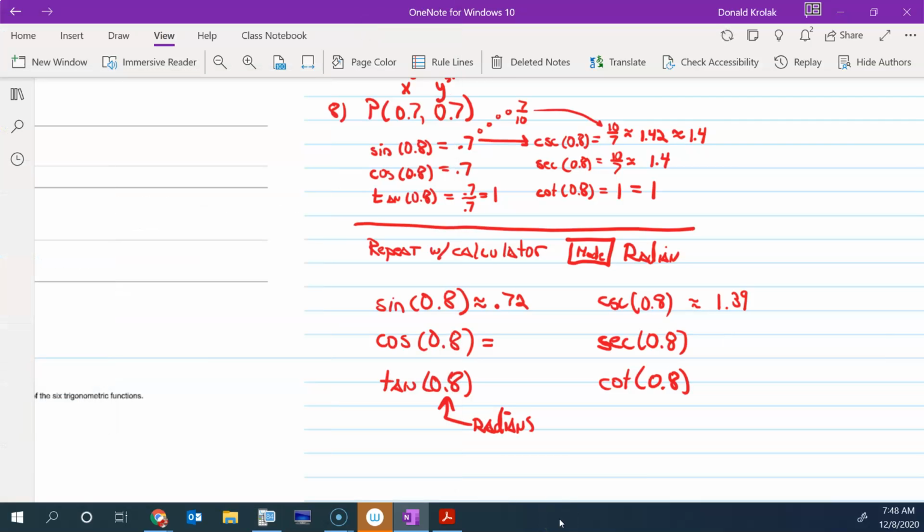Now the rest of it we can all fill in, because since these were the same, these are going to be the same. Okay, these two were the same. So these two are the same. And then these were 1.